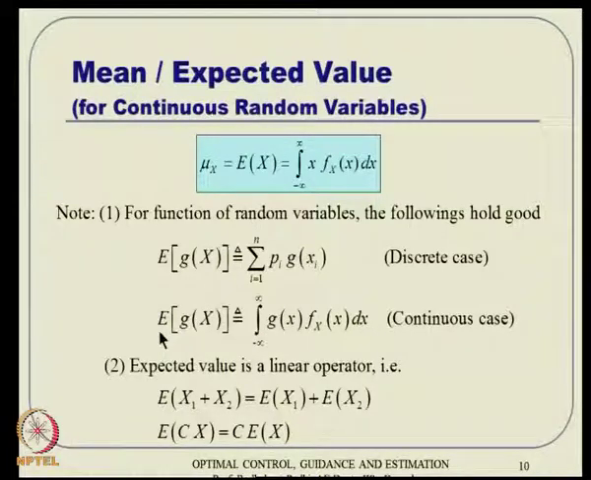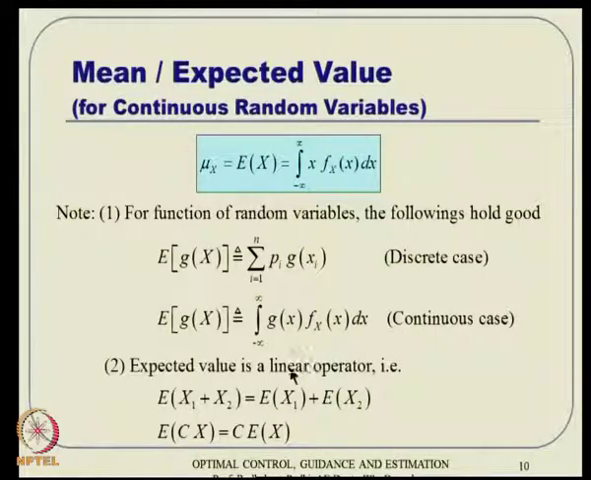The great property of this expected value is that it turns out to be a linear operator. Once something is a linear operator, it is very handy, and you can do many operations rather easily. We will see that this expected value will be heavily used in Kalman filtering also, and there we will use this linear operator behavior very frequently.